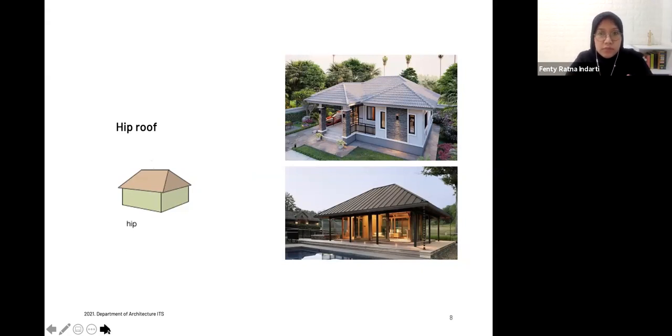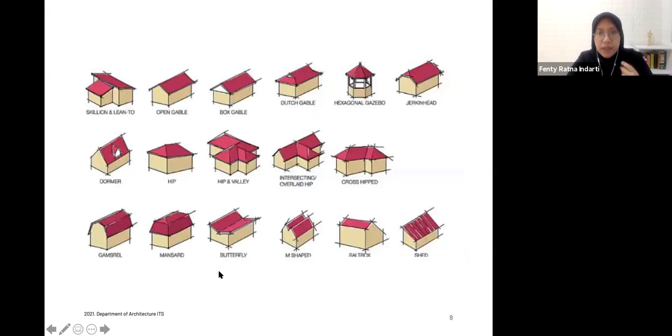But in practice, you can have many types of configuration starting from those three basic things. For example, you can have a skillion and lean-to. So you basically have two types of roof, like two mono pitch roofs that you attach together, and they usually have different heights. Even though you don't have to mention the terminology, you know that it's actually two mono pitch roofs. And then this is open gable. Well, we call it gable as well.